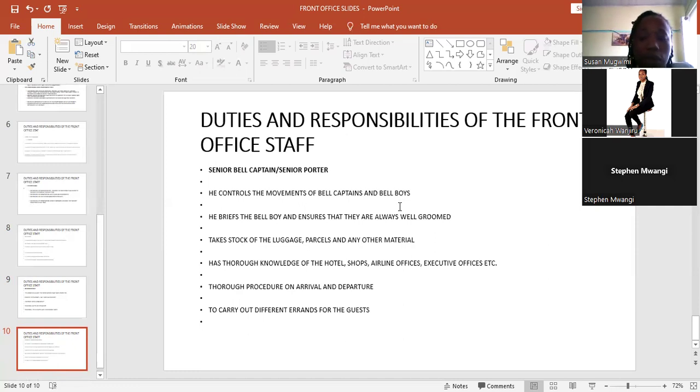So those are some of the staff that we work with in front office personnel. And I know next lesson we shall look at some other staff that work in the front office. Now for today's assignment, I will leave an assignment with you. You go and draw the three organization structures: the large organization structure, the small organization structure, and also the medium organization structure for the front office.